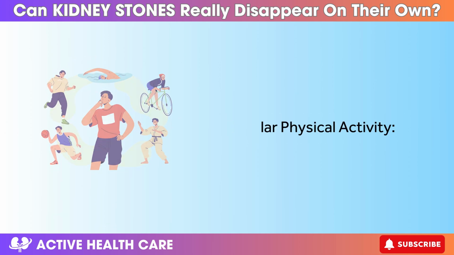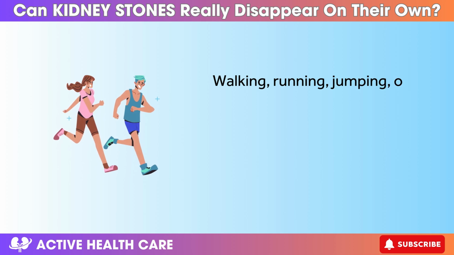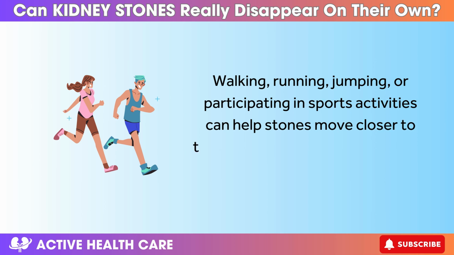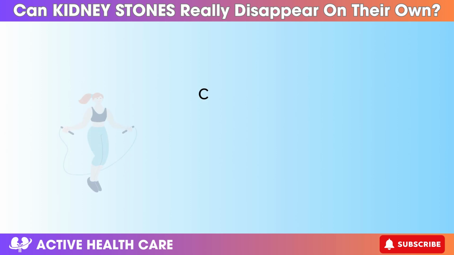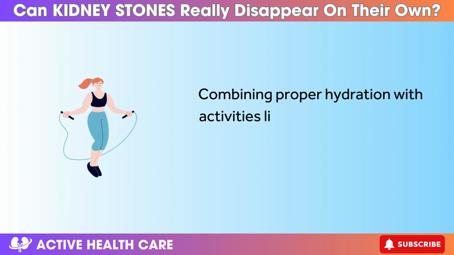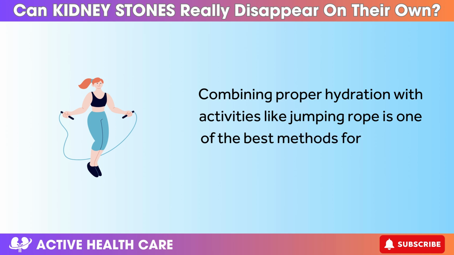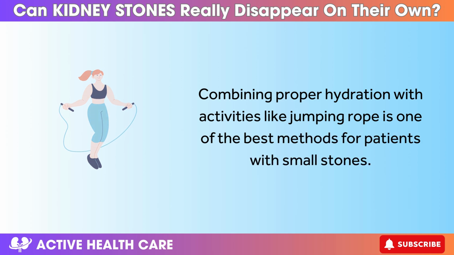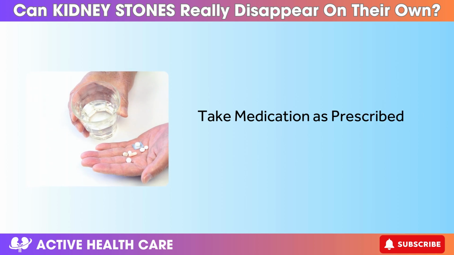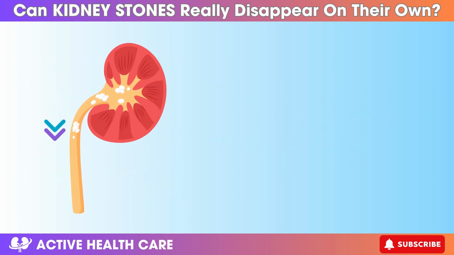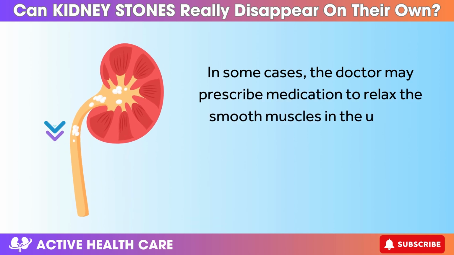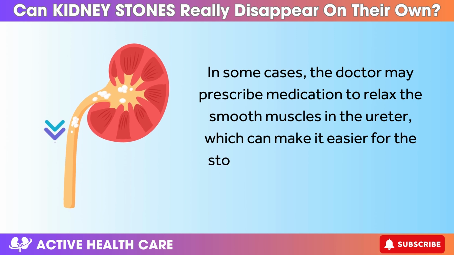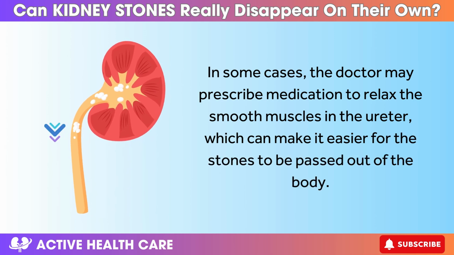Regular physical activity, walking, running, jumping, or participating in sports activities can help stones move closer to the bladder, making them easier to pass. Combining proper hydration with activities like jumping rope is one of the best methods for patients with small stones. Take medication as prescribed by your doctor. In some cases, the doctor may prescribe medication to relax the smooth muscles in the ureter, which can make it easier for the stones to be passed out of the body.